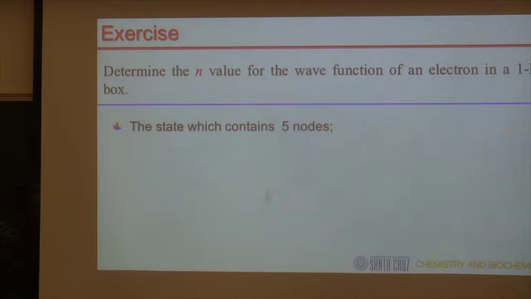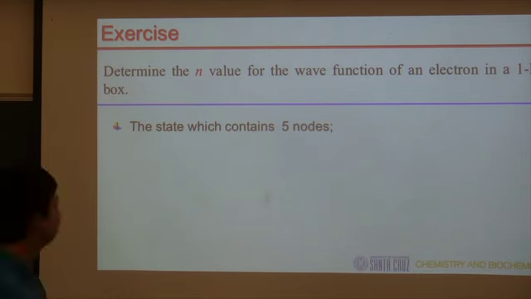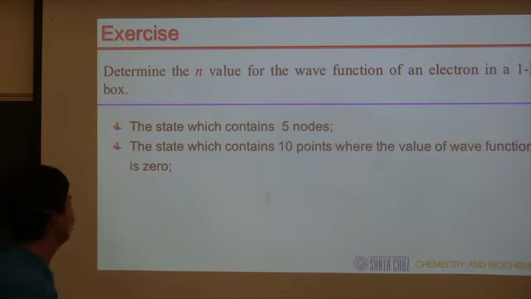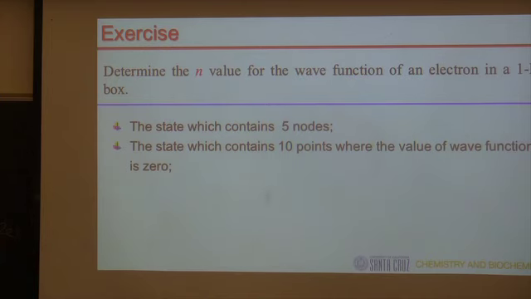If n equals 1, no node. If n equals 2, 1 node. So it's actually n minus 1. So here we have 5 nodes, which simply means n equals 6. Okay. Second one, the state which contains 10 points where the value of the wave function is 0. What's the n number for that?